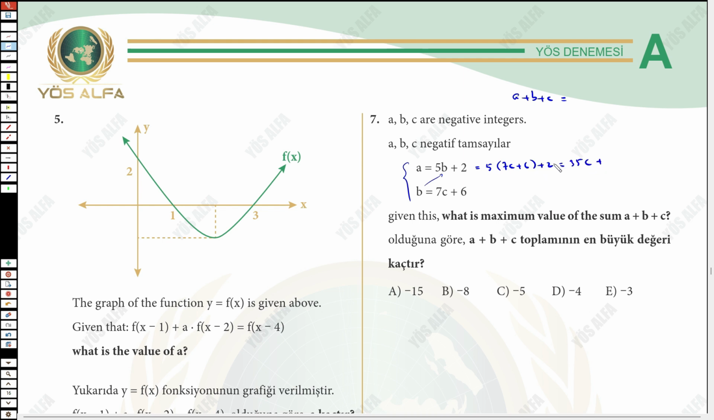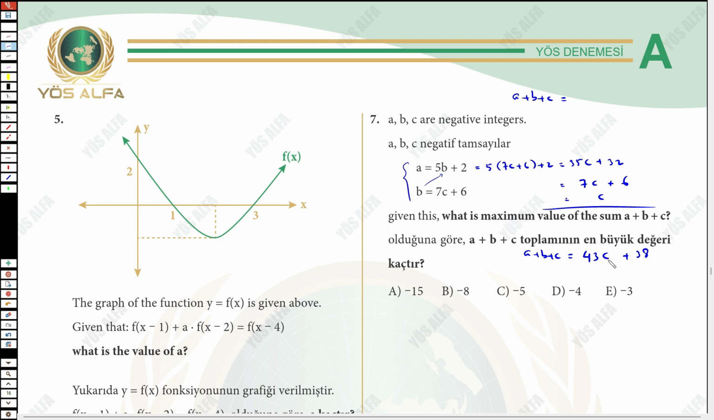35c plus 30 plus 2 is 32. So that's for a. For b, it's already given to be 7c plus 6. For c, it's c. So the summation a plus b plus c is going to be the summation of these three. So 35 plus 7 plus 1 is 43c plus 38. So we're asked to find the maximum value.